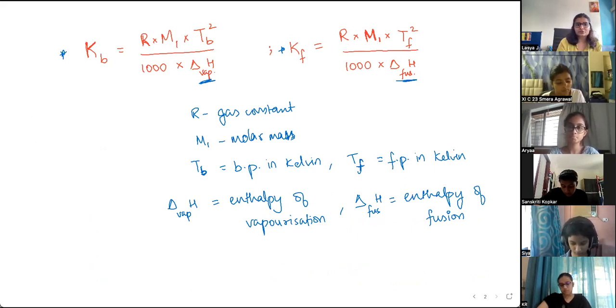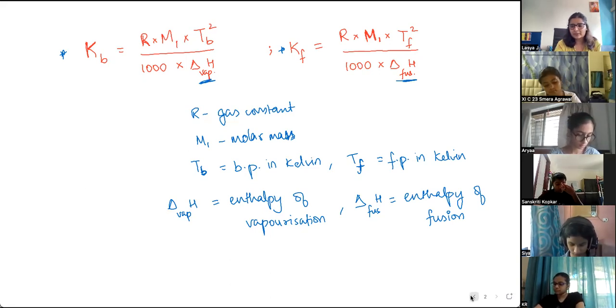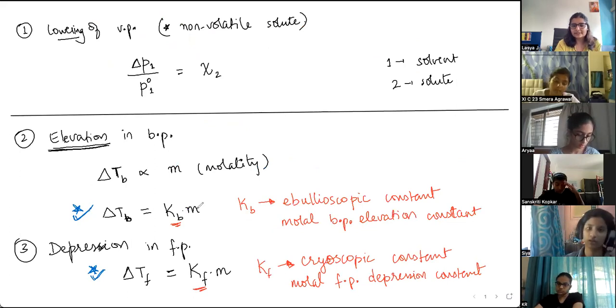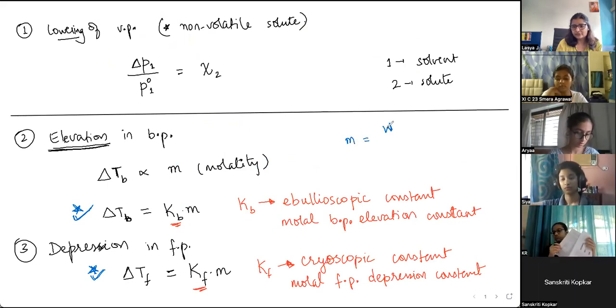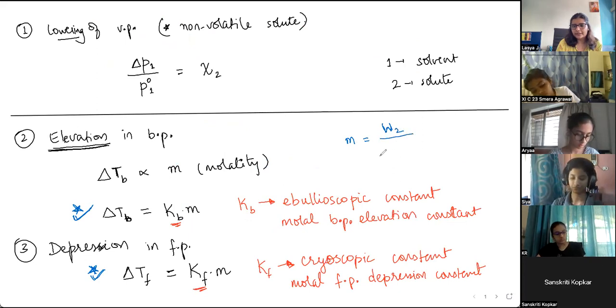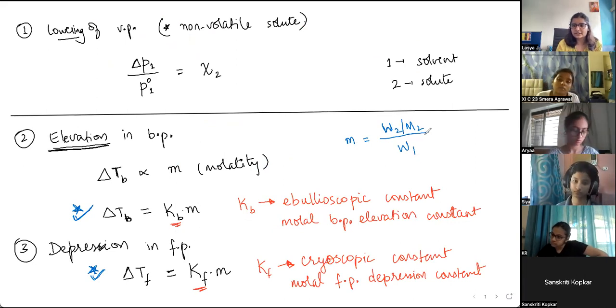Okay, so let's do a couple of problems so you have an idea. Just like with vapor pressure, because you have the W1, W2 notation, it's a lot easier in this case. Molality is the number of moles of the solute divided by the mass of the solvent, so W2 by M2 divided by W1. Just put that in, in kg, so use 1000. Substitute it in place of m, and you get the individual mass and all that.